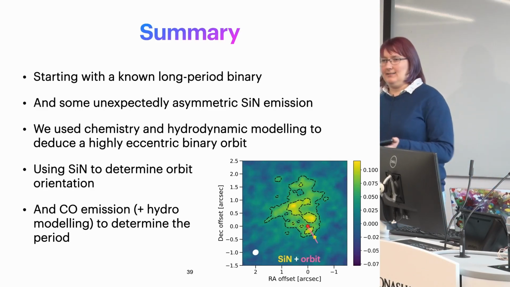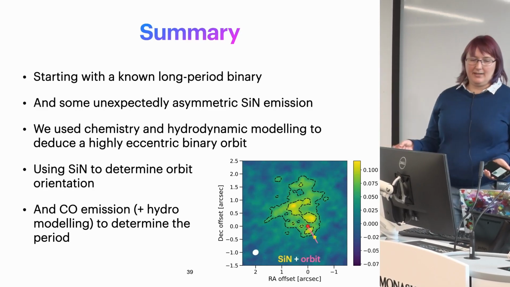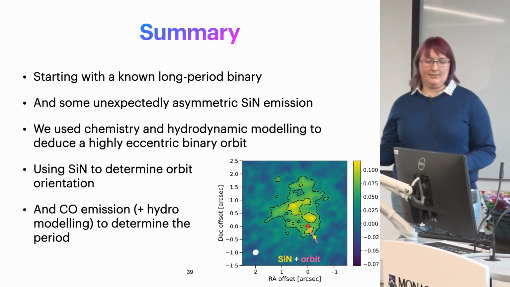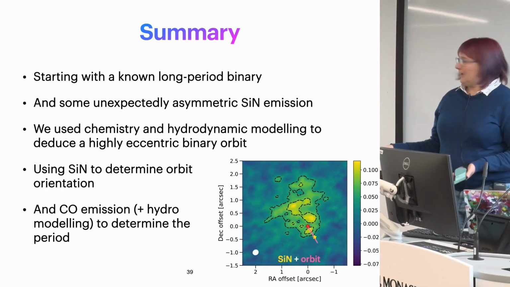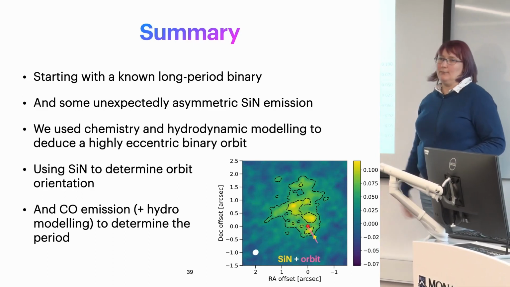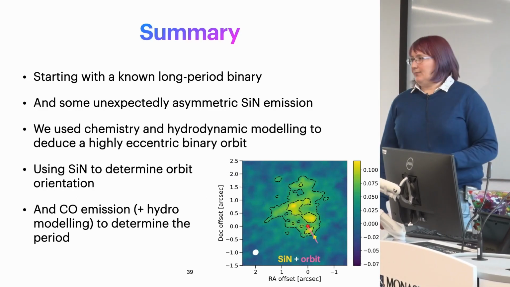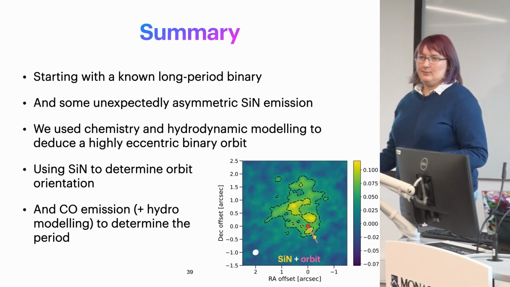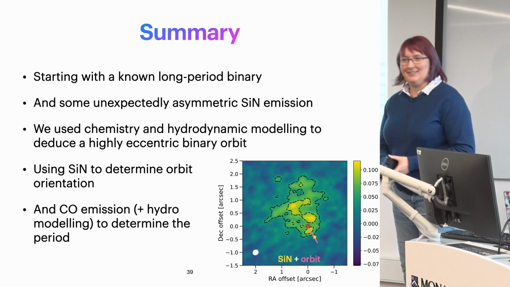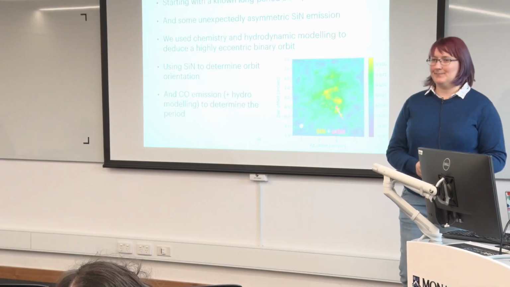So, to summarize, starting with a known long period binary, the goal was to understand some of the molecular emission, and especially the asymmetric SiN emission. So using chemistry and hydrodynamics, this can all be explained by a highly eccentric binary orbit. I've plotted here the SiN that started it all and the orbit that we get in the end. It also agrees with other observations that we have from our very extensive ALMA observations. So, thank you. Any questions?